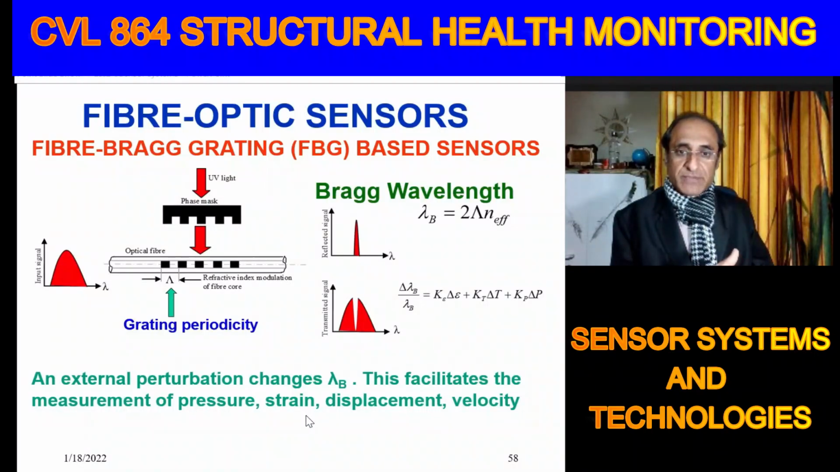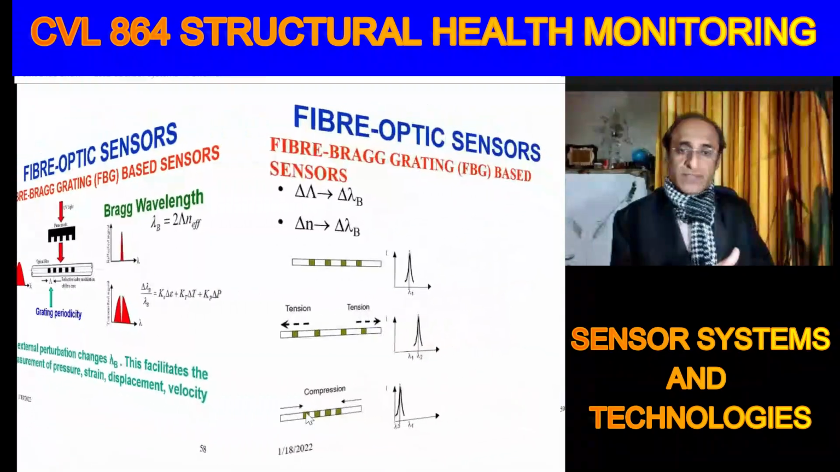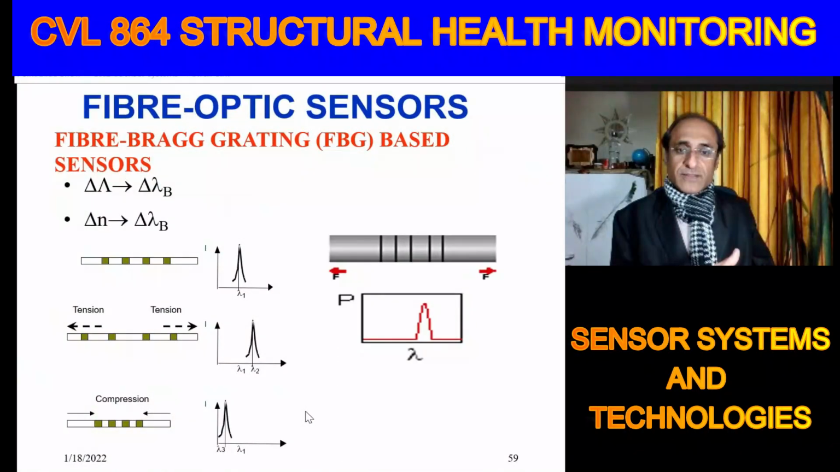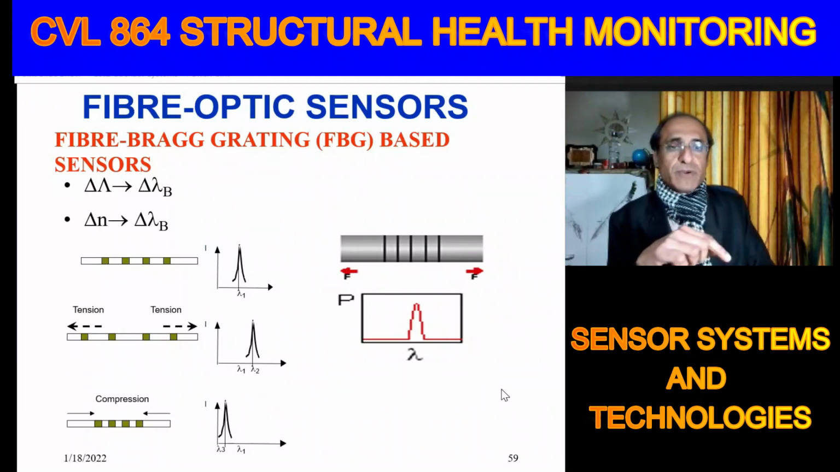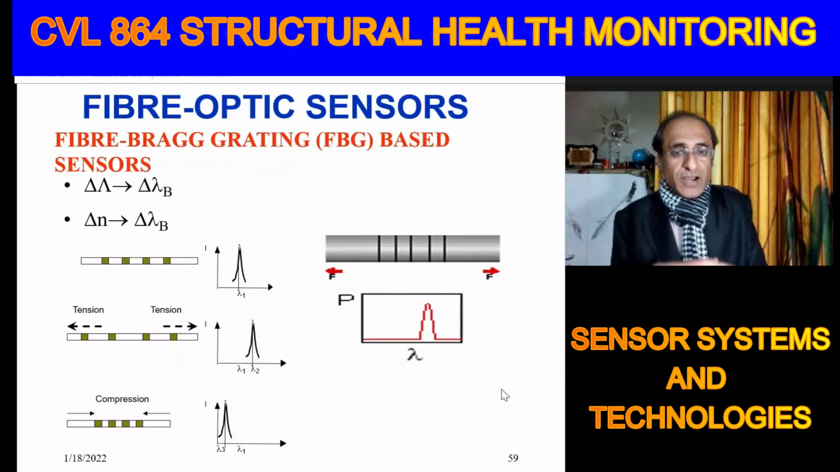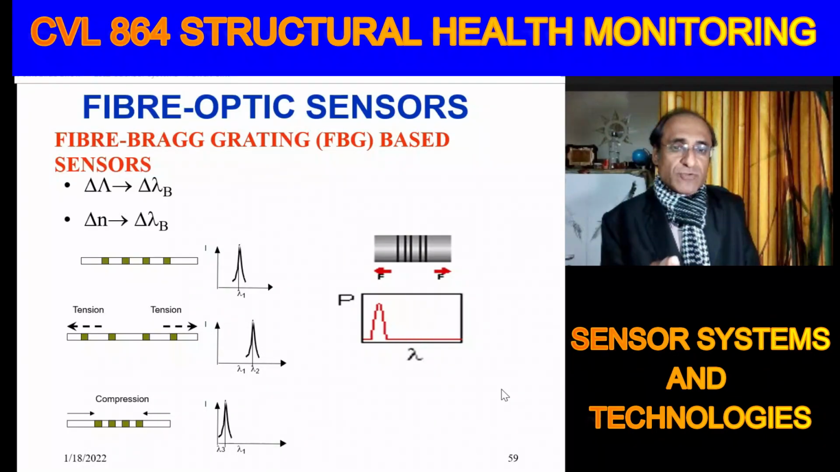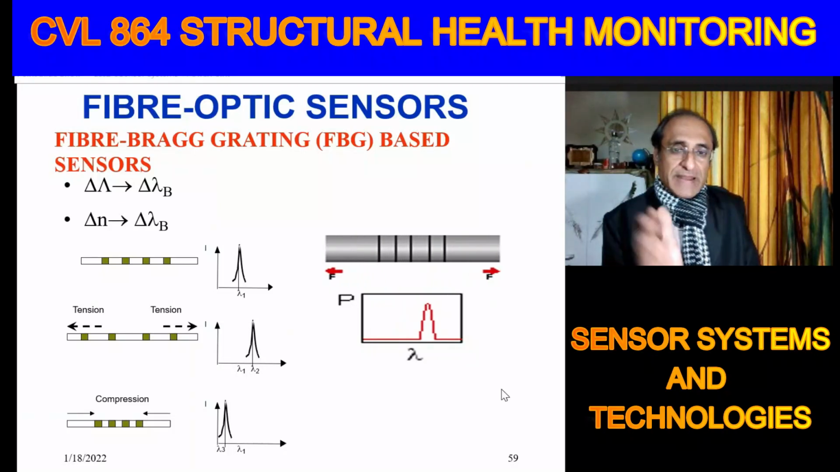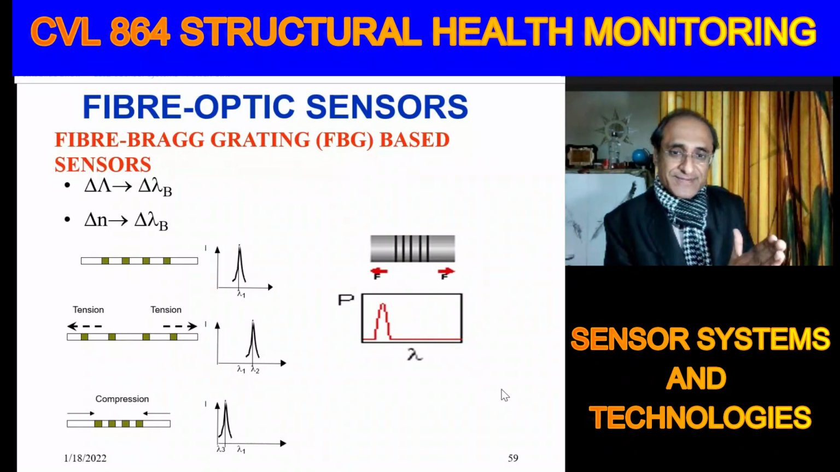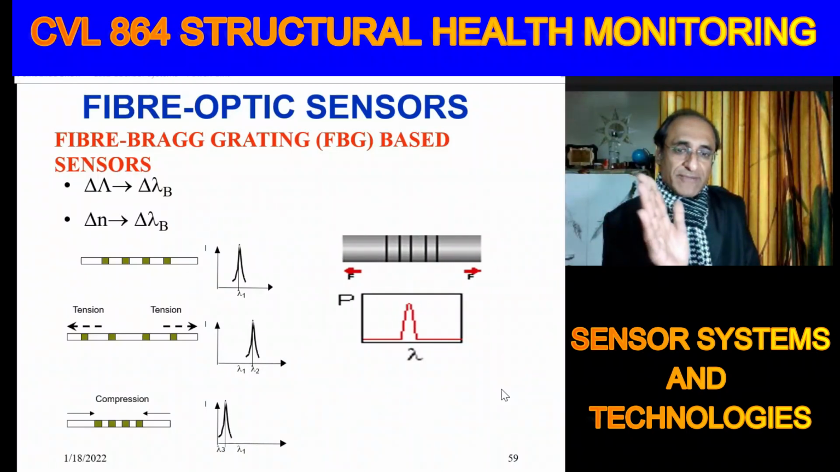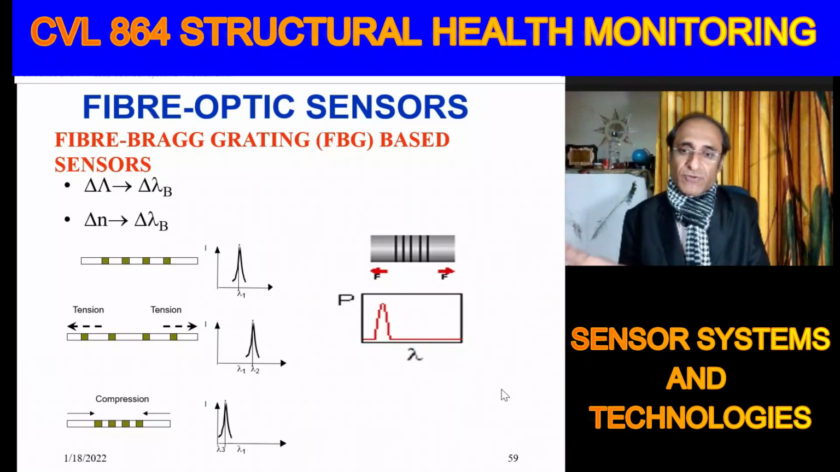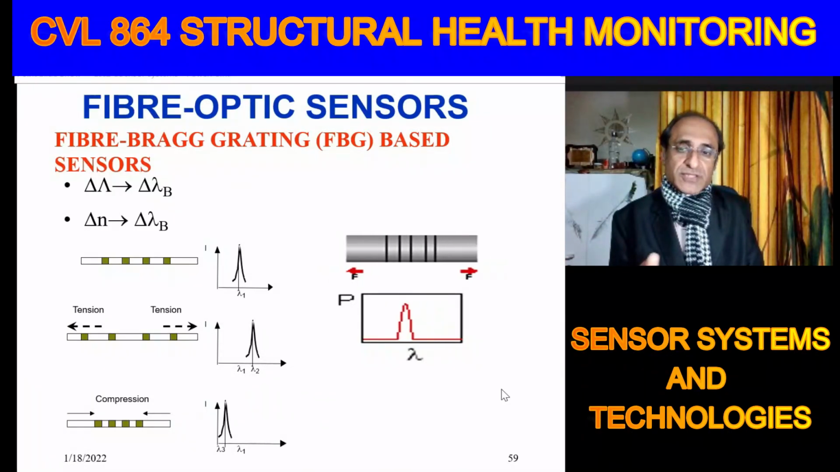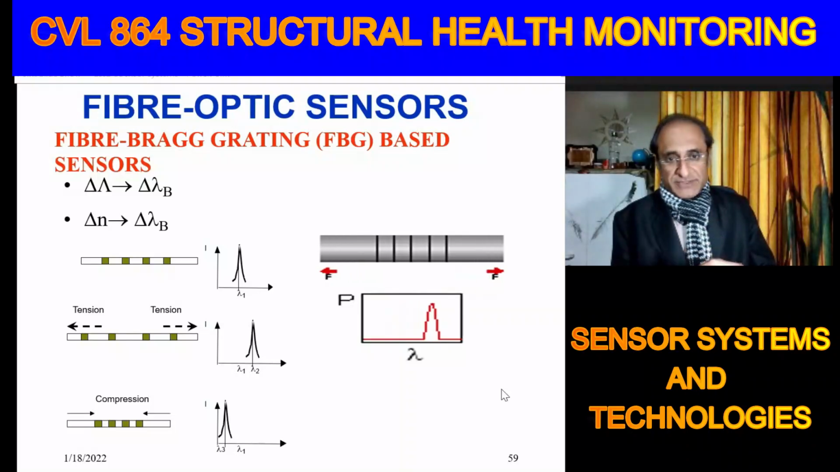There is an animation we are just showing you. Now you see this animation. Let's say this fiber is bonded on top of the structure, and if the structure is undergoing tension, what will happen? The Bragg wavelength is increasing. If there is a tensile strain, the Bragg wavelength will increase, and if there is compression, the Bragg wavelength will decrease. So that's how, very simply, we are measuring strains using Bragg wavelengths.